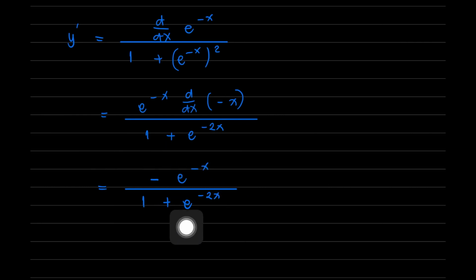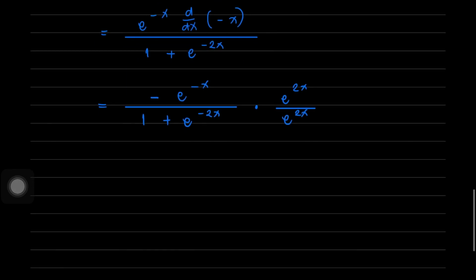To make these exponents positive, we can multiply both numerator and denominator by e raised to positive 2x. If we multiply the numerator by e raised to positive 2x, the numerator would be negative e raised to x, because e raised to negative x multiplied by e raised to 2x, the exponents add up, so negative x plus 2x gives us positive x.